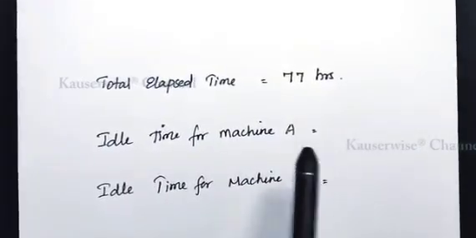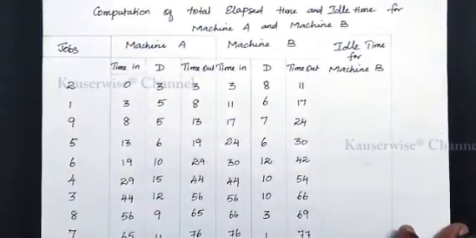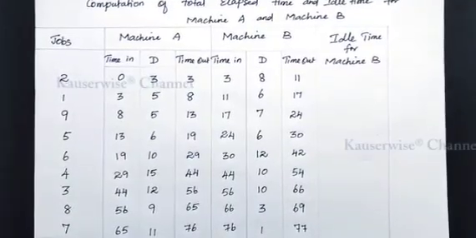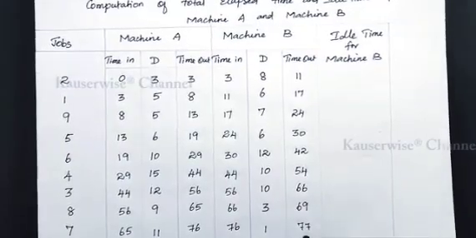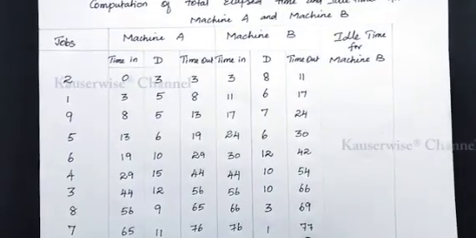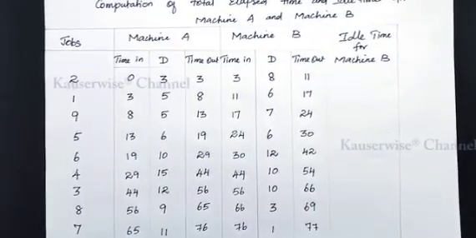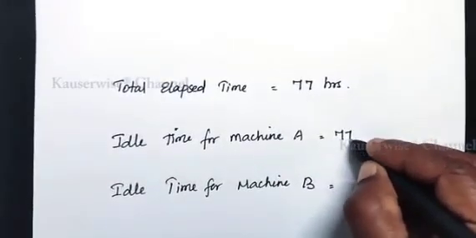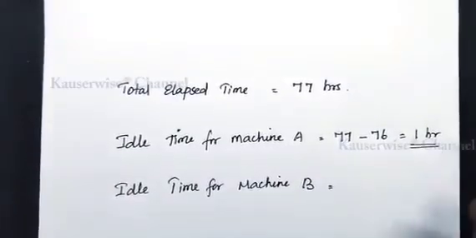Now we are going to find out idle time for machine A and idle time for machine B. See the solution to find out the idle time for machine A. For A, compare the last job's out time on machine A and on machine B. The difference is called idle time on machine A, that is 77 and 76. What is the difference? 1. That 1 hour is the idle time for machine A, that is 77 hours minus 76 hours. The difference is 1 hour. So this is the idle time for machine A.